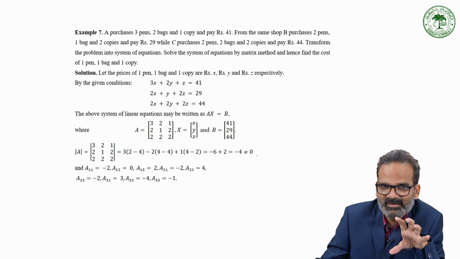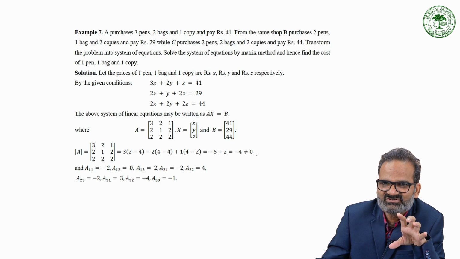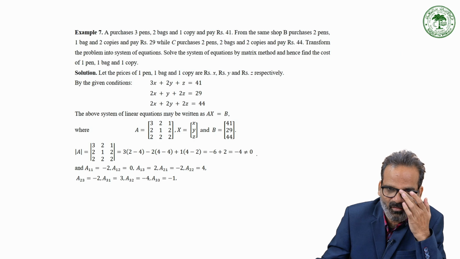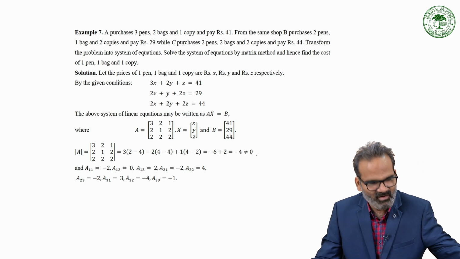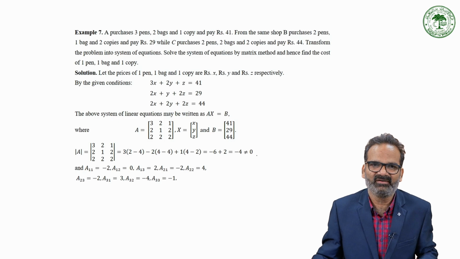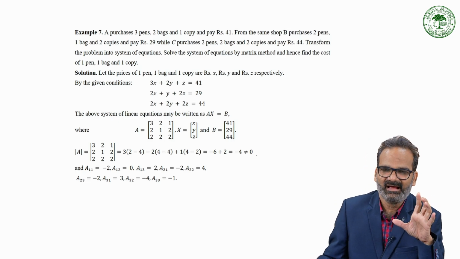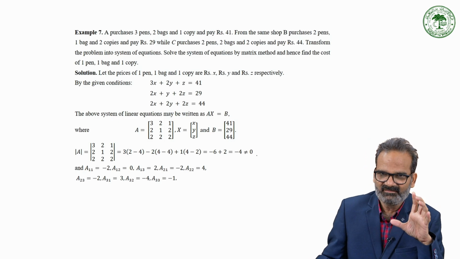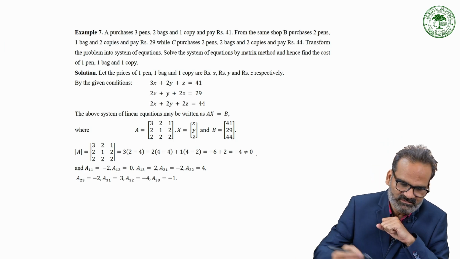Transform the problem into a system of equations and then solve the system of equations by the matrix inversion method, and hence find the cost of 1 pen, 1 bag and 1 copy. So solution of the system of equations means what? Determine the values of x, y and z, right? That will simply represent the cost. So what is happening here?